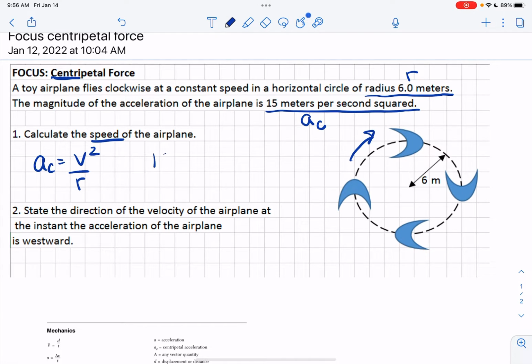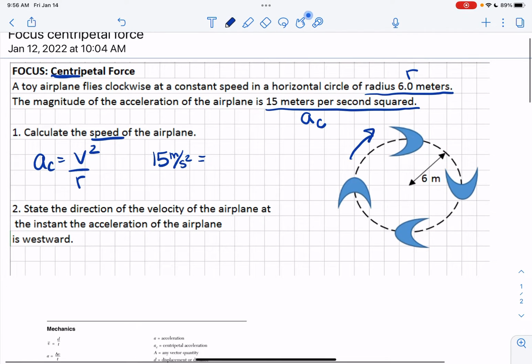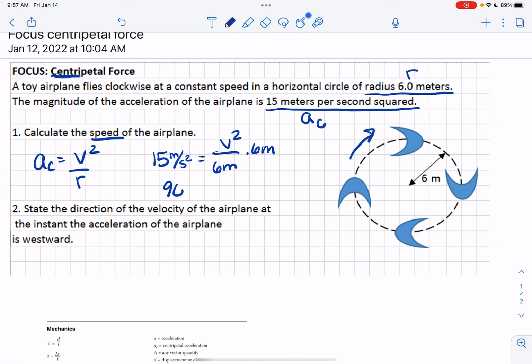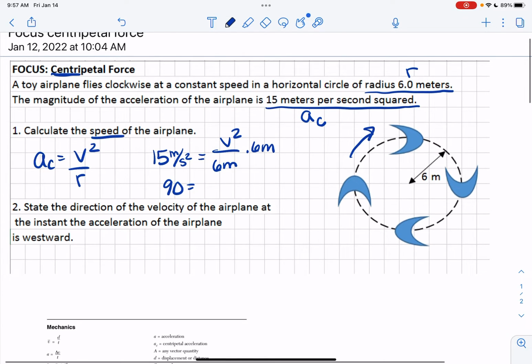So my acceleration is 15 meters per second squared equals velocity squared, which we want to solve for, over my radius of 6 meters. Multiply by 6 meters on both sides. And when we do that, let me just pull up my calculator. 6 times 15, we get 90 equals velocity squared. And if we want to be specific with the units, when we multiply by 6 meters on this side, we're going to get meters squared over seconds squared.